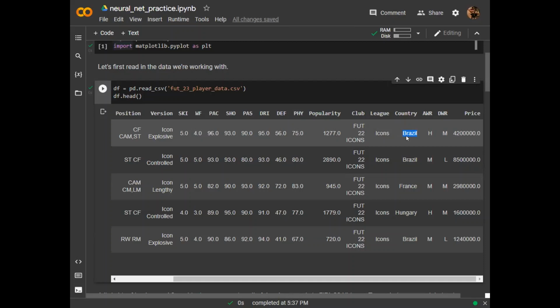AWR and TWR stand for attacking and defensive work rates, respectively. Basically it tells you what part of the soccer field they're on. An attacking player would be further toward the front more often, so they have a high attacking work rate, whereas a defensive player would be towards the back, so they have a lower attacking work rate with a higher defensive work rate. And then the price is exactly how much they cost at some point in time, according to FIFA's transfer.